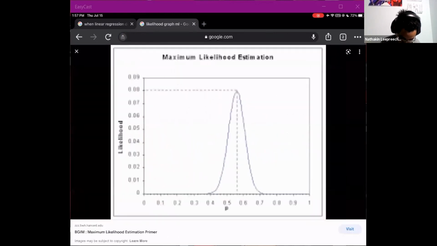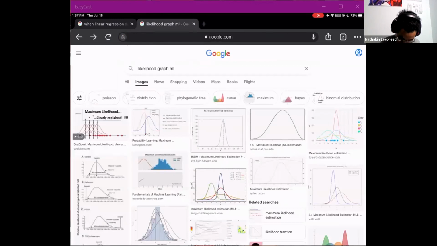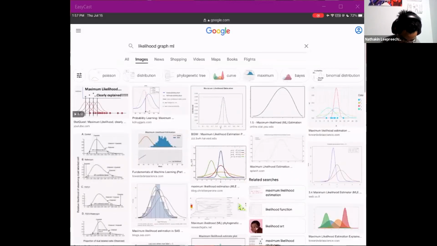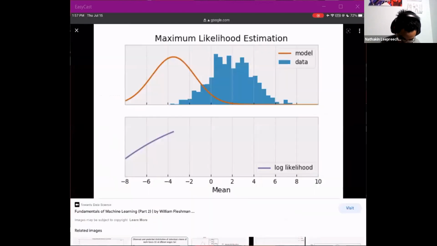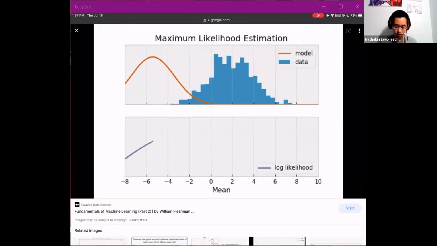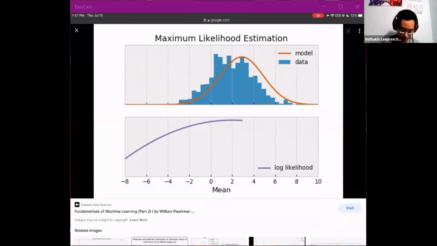I believe it's going to look something like this. This one doesn't look like it. I don't know if that's a great one, but we can do this. Basically, this is also a good picture. Imagine the top one, which is our model.